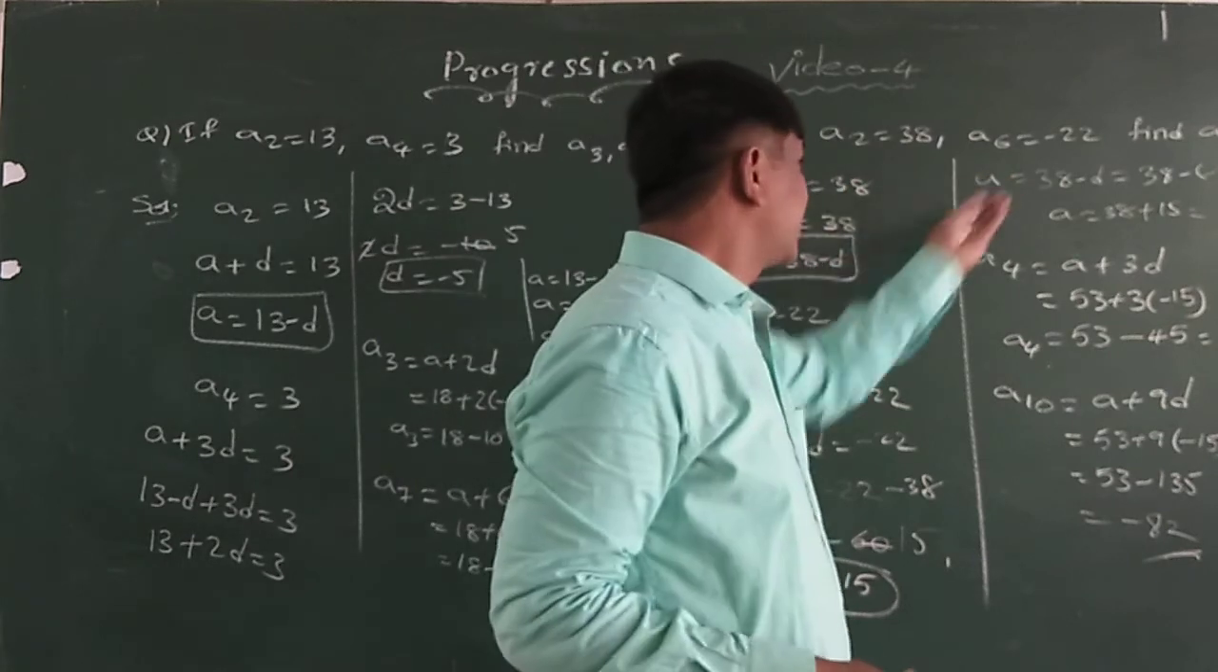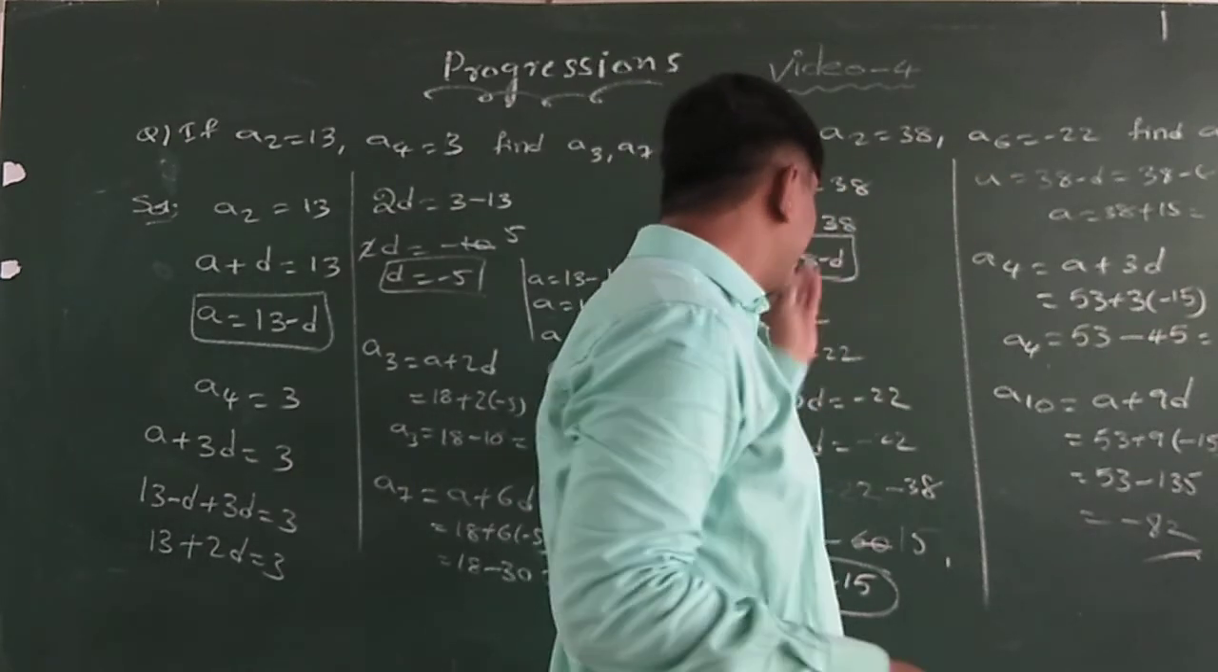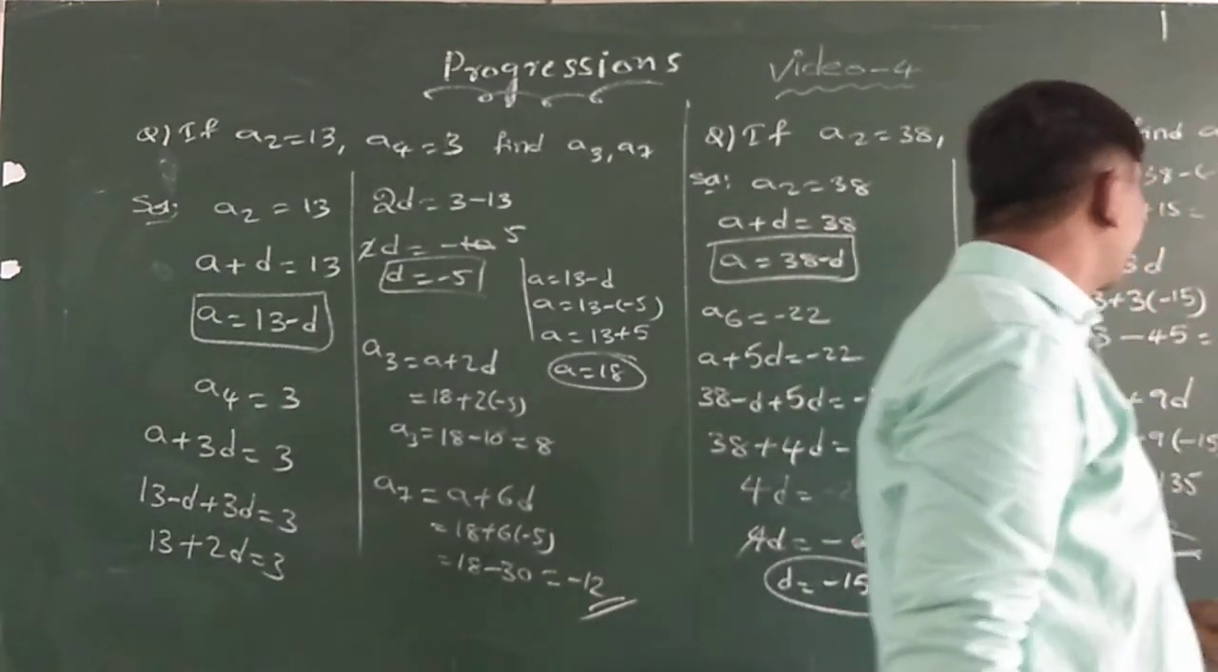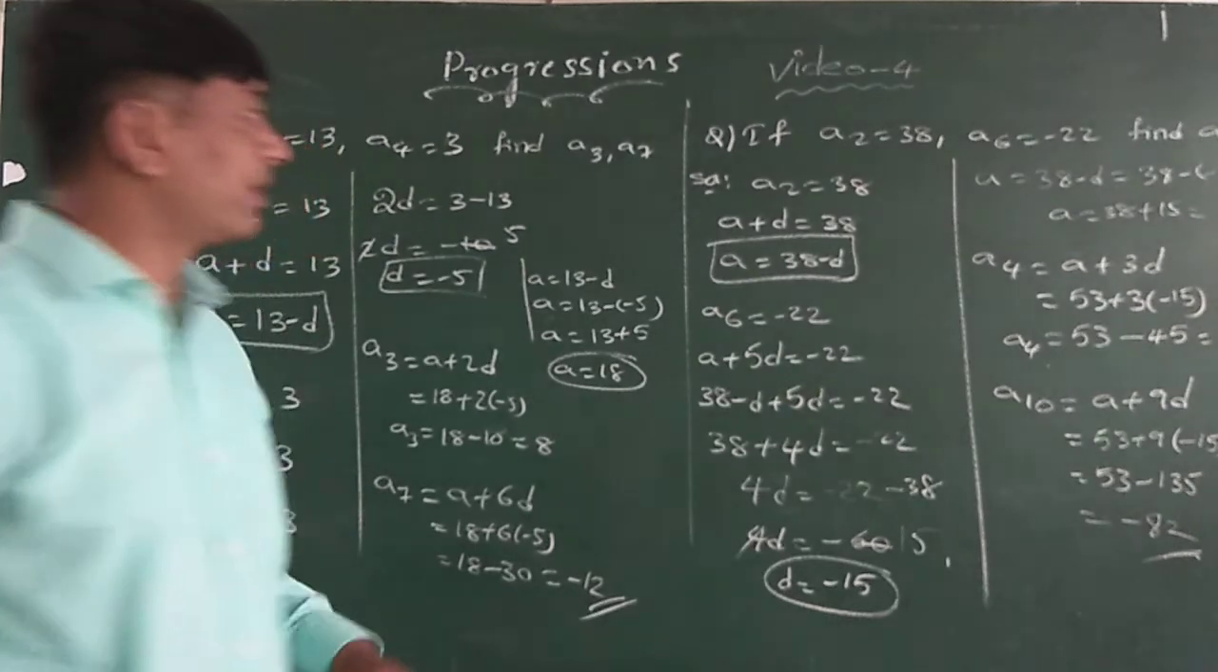A2 is 38, A6 is minus 22 they given. From these two values we found the A and D values. Next, what we required, A4 and A10, we found. Okay. Next, a few more applications in the next class.